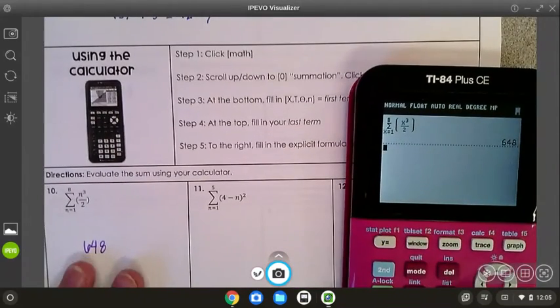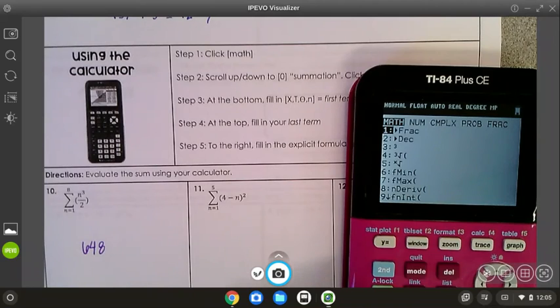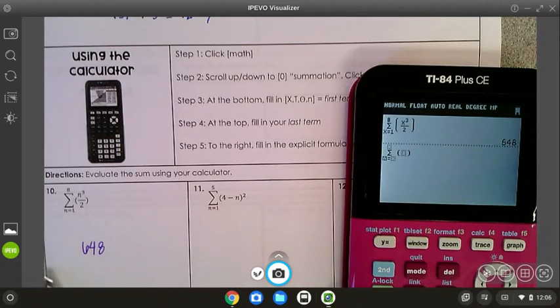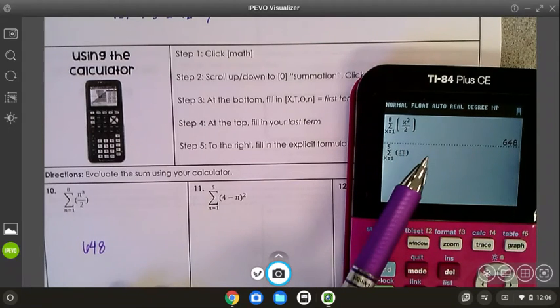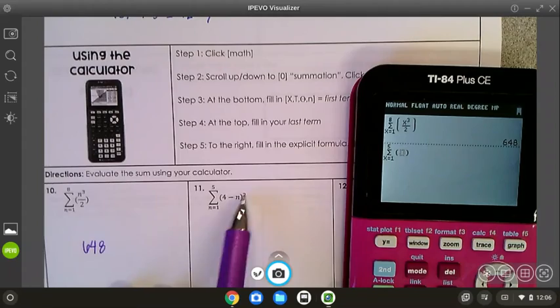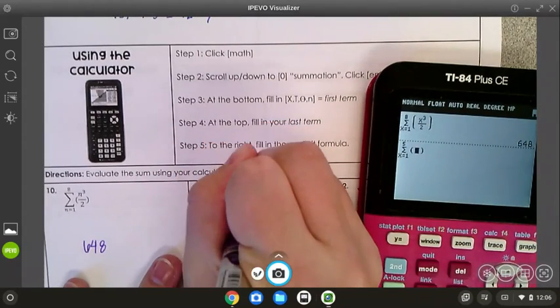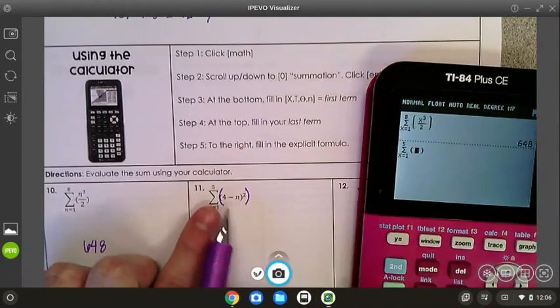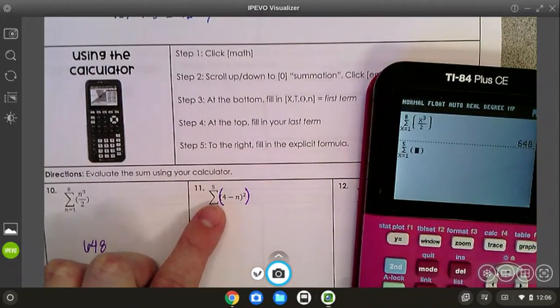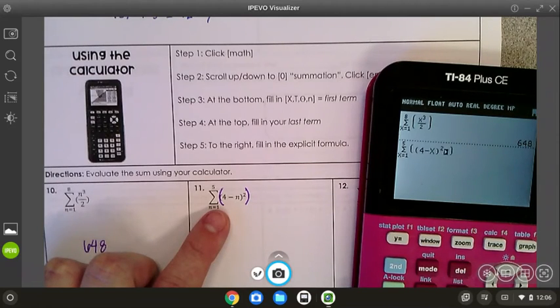Number 11. Math, 0. X equals 1 to 5. Now here's where it's going to be a little tricky. There's already parentheses there. You cannot go outside of these parentheses. This squared goes outside. So what we actually have to do is put extra parentheses on the inside. So I'm going to type in 4 minus x squared.